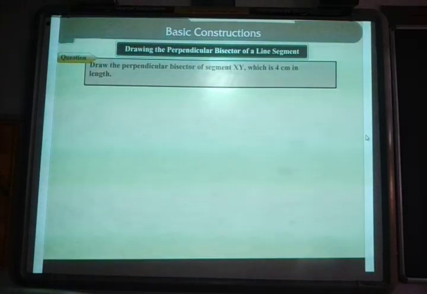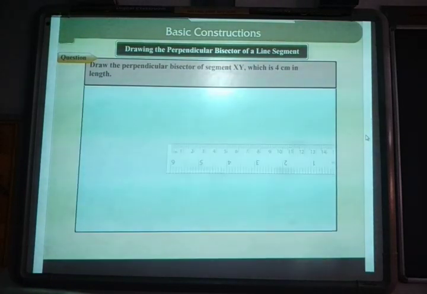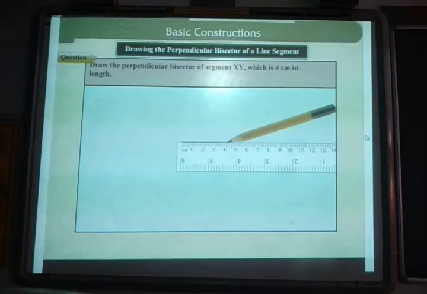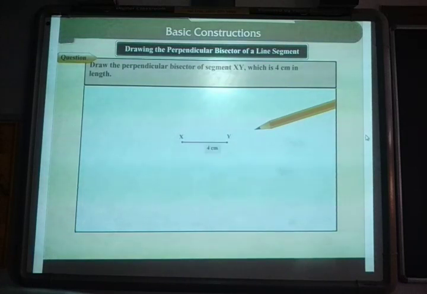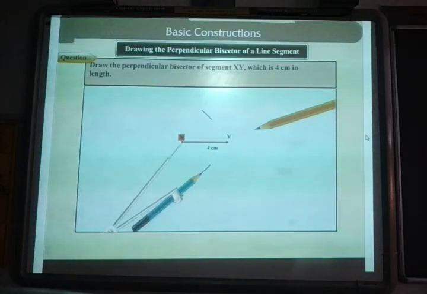Let's practice. Draw the perpendicular bisector of segment XY, which is 4 centimeters in length. Draw segment XY of length 4 centimeters. Stretch the compass to a span that is more than half the length of segment XY, that is more than 2 centimeters. Place the compass point on point X and draw an arc on either side of segment XY.